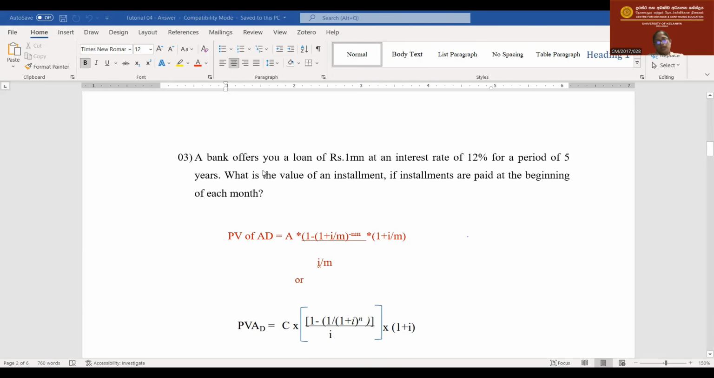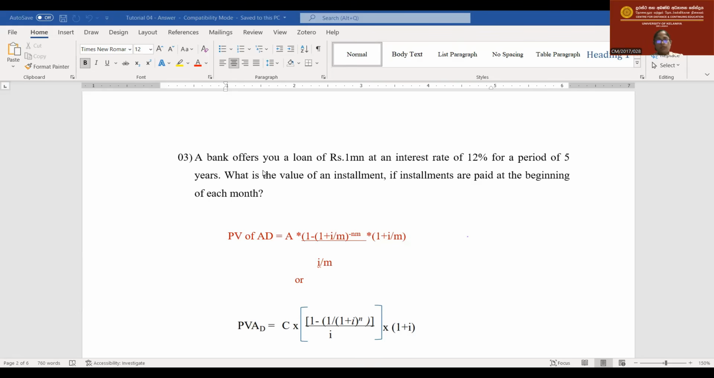Rather than writing down the formula, first of all, you have to look carefully at whether it's an ordinary annuity, annuity due, or just the future value or present value, likewise, right? A bank offers you a loan of rupees 1 million at an interest rate of 12% for a period of 5 years, right? If installments are paid at the beginning of each month, what would be the value of an installment? That is what the question is asking from you.